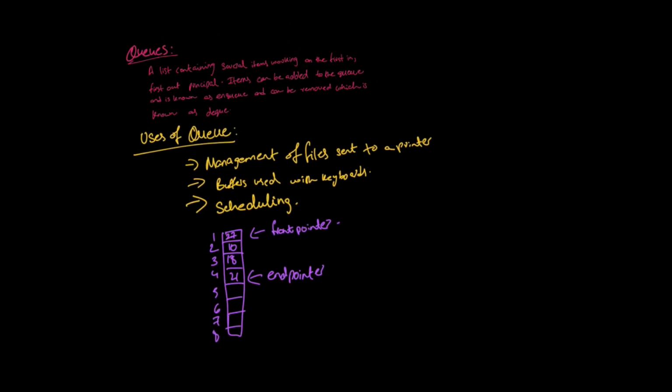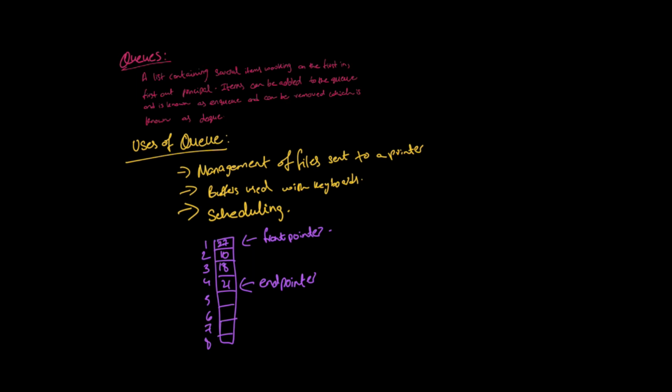Okay, so the next abstract data type that we'll be talking about is the queue. As you may know, a queue is like how a real life queue is implemented. It is a list containing several items which work on the first in first out principle. Adding an item to the queue is known as an enqueue, and removing an item is known as a dequeue.